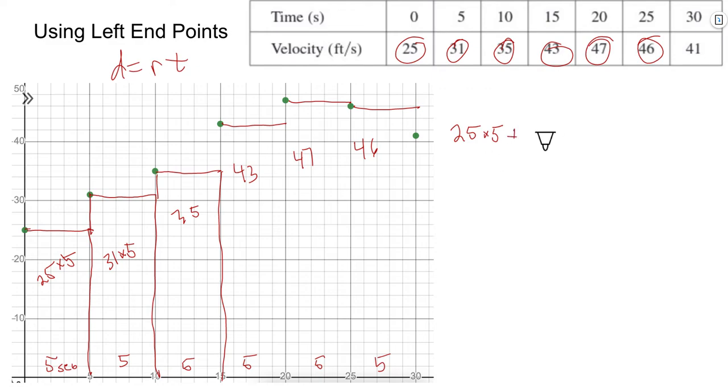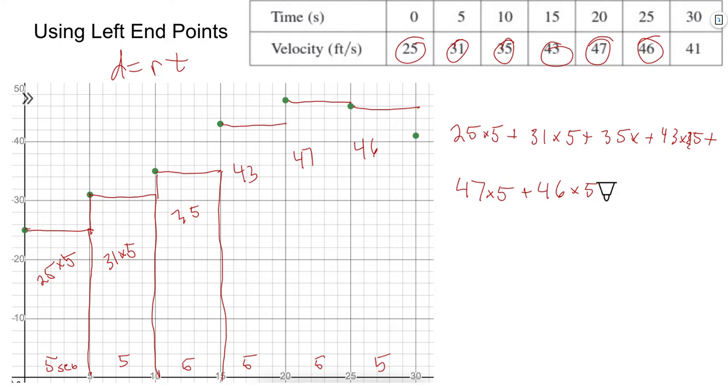So 25 times 5, 31 times 5, plus 35 times 5, plus 43 times 5, oops, not 15, times 5, 47 times 5, and plus 46 times 5. Since you're multiplying everything by 5, if you wanted to, you could actually add everything together first and then just multiply by 5 at the end. That might be the easier way to do it.